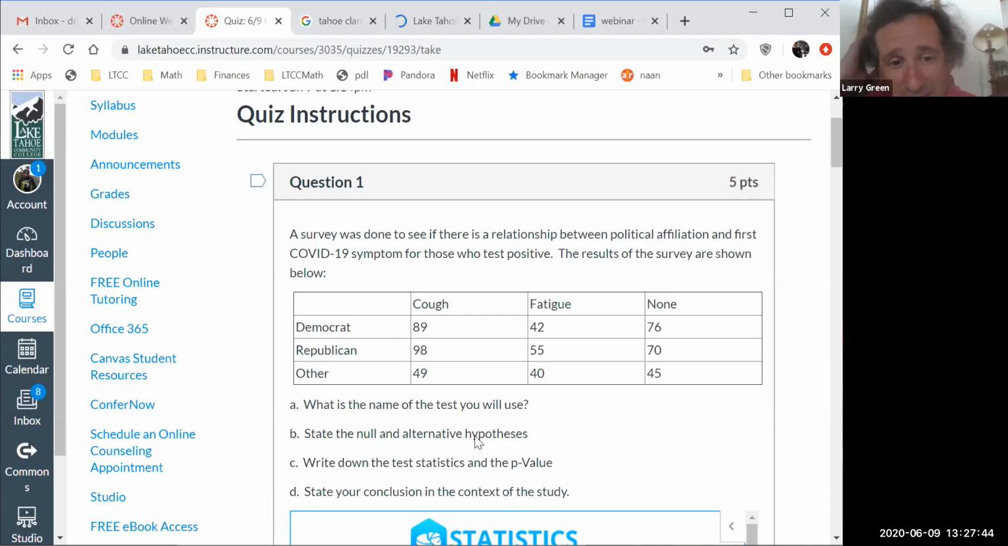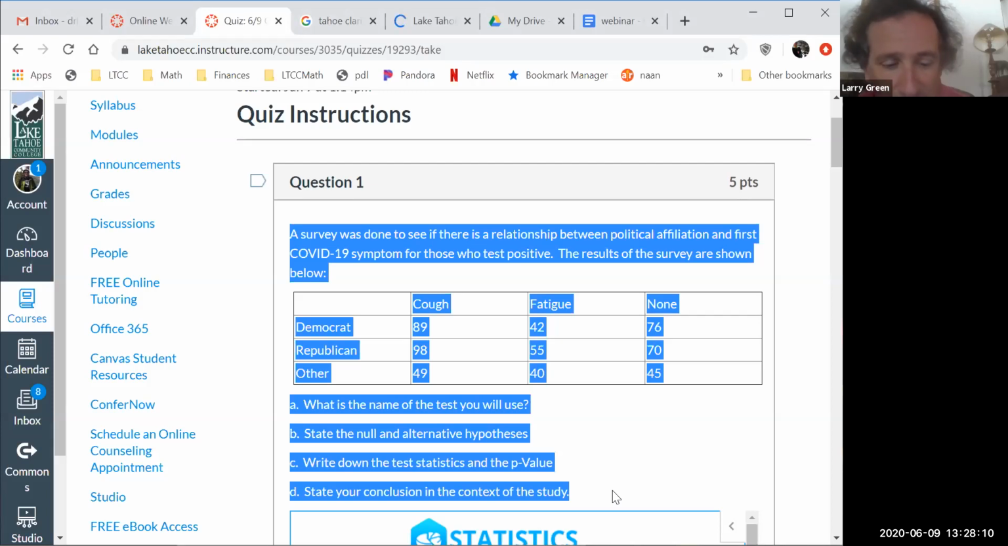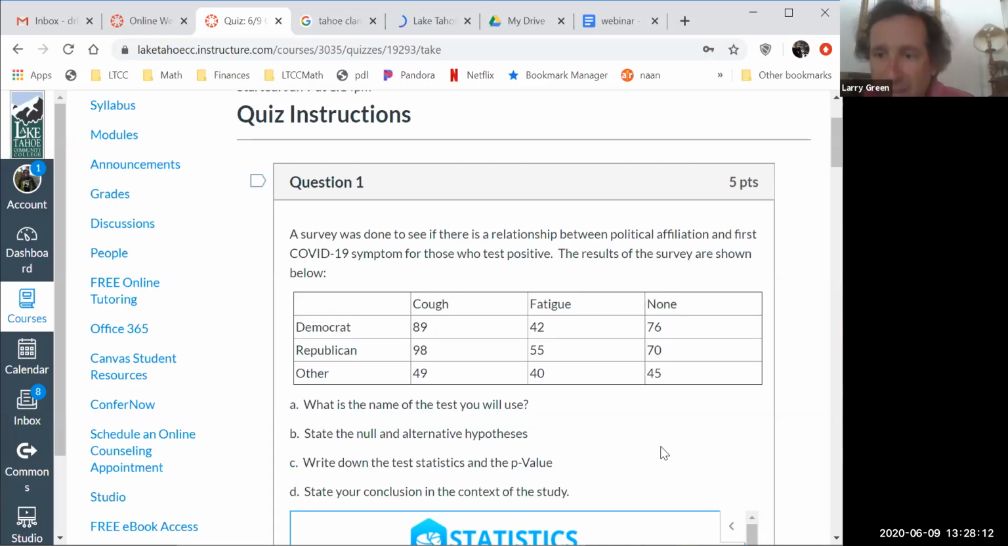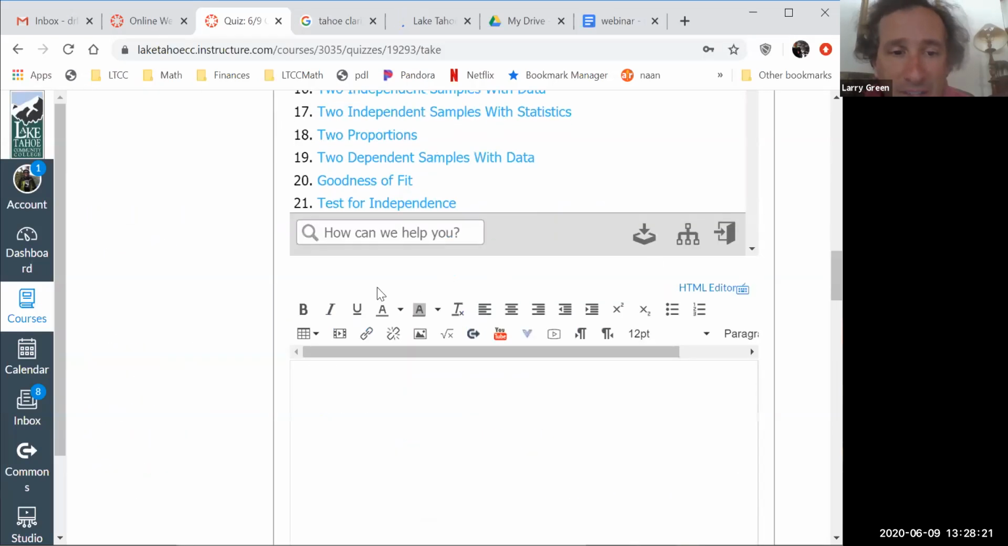So what was the name of the test you will use? State the null and alternative hypothesis, write down the test statistic and p-value, state your conclusion in the context of the study. By the way, context of the study is important. Words that you have to have are things like political affiliation, and symptom. If I ask for context of the study, that means you have to have words about what the study was about, because if you don't, I take off points. So I'm actually going to copy and paste it in here. Just easier that way.